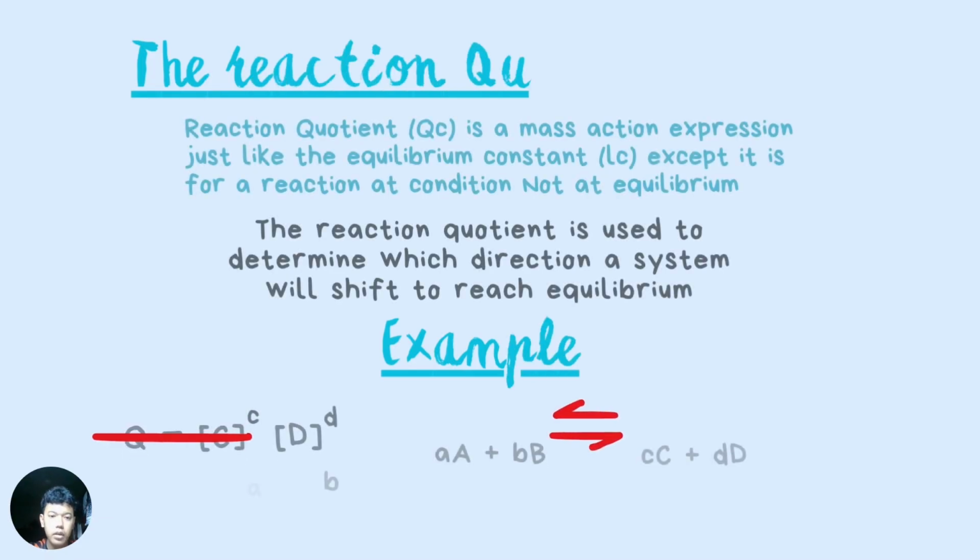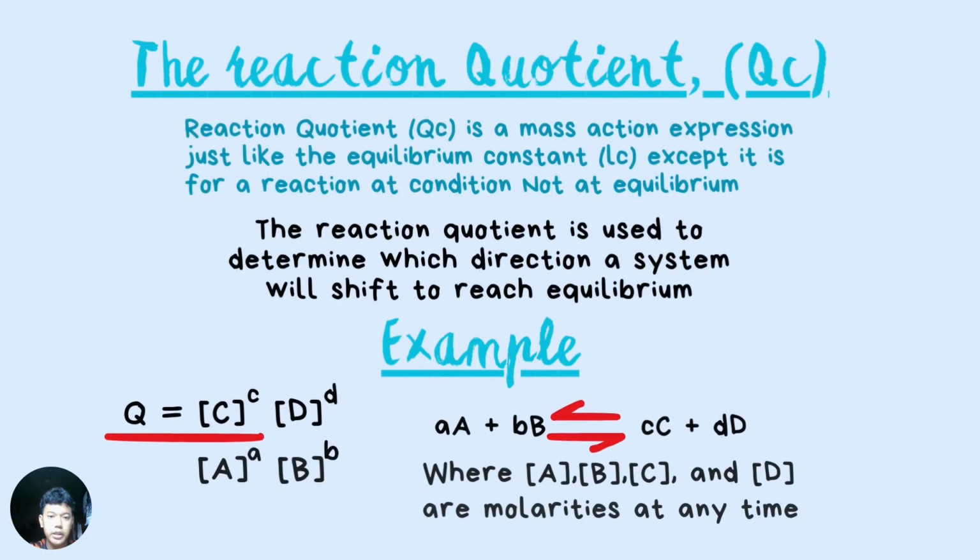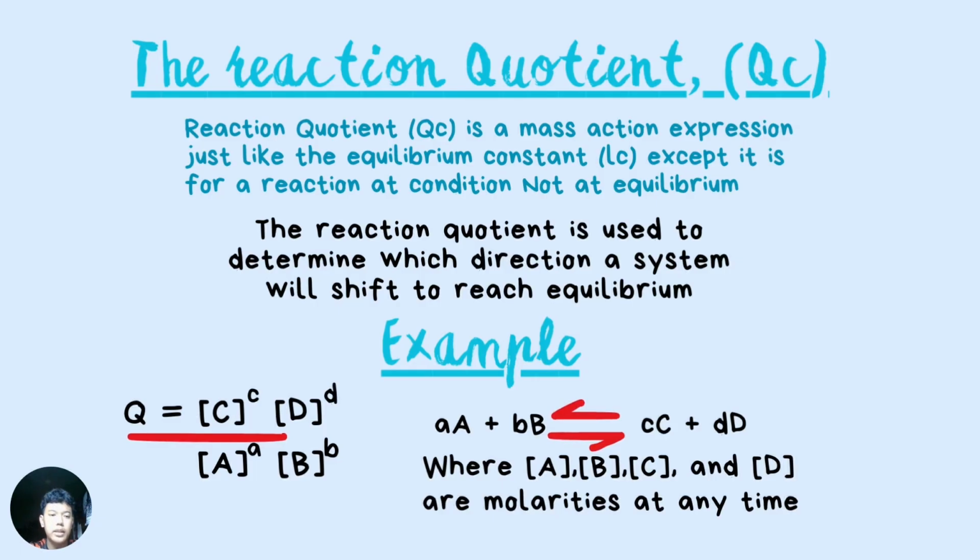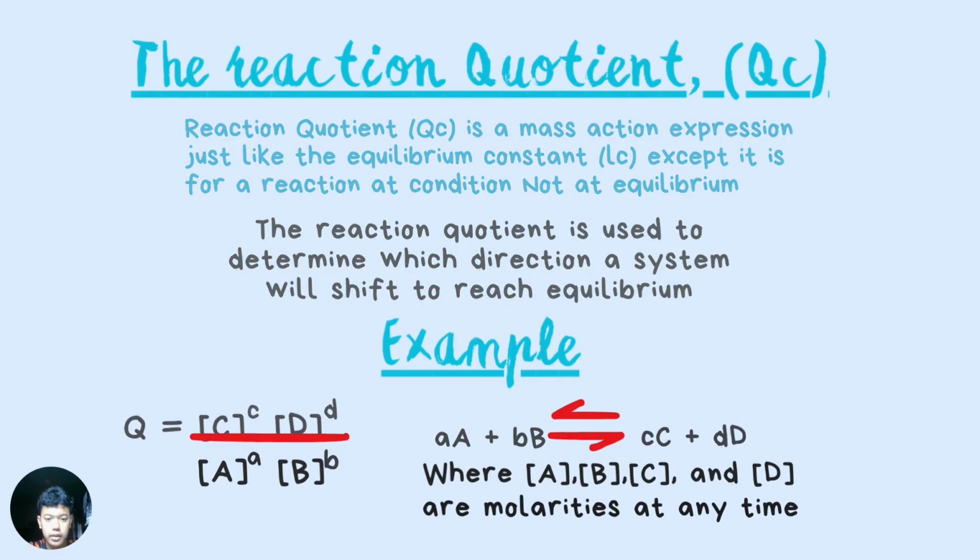The next step is the reaction quotient, Qc. Basically, the reaction quotient Qc is a mass action expression just like the equilibrium constant Kc, except it is for a reaction at any conditions, not at equilibrium. The reaction quotient is used to determine which direction a system will shift to reach equilibrium. For example, we can use this formula, where A, B, C, and D are molarities at any time, because the reaction is going forward and reverse. That's why they are molarities at any time.